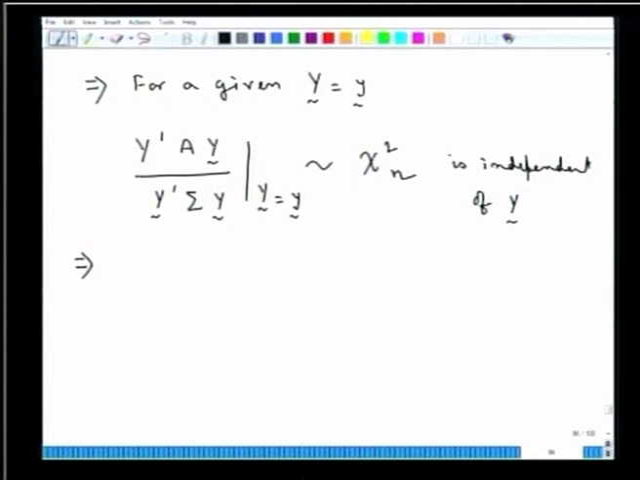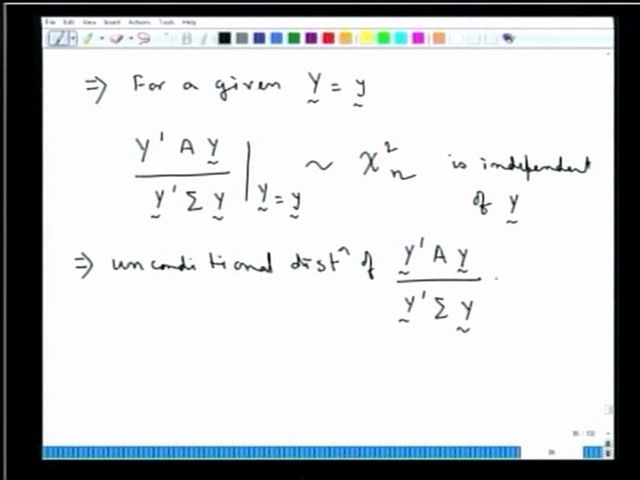So this would imply that the unconditional distribution of this y transpose AY divided by y transpose sigma y also is going to have the same conditional distribution. This is the conditional distribution of y transpose AY by y transpose sigma y given Y equal to small y. That has got a chi-square distribution, and that does not depend on the particular fixing vector y, and hence the unconditional distribution of y transpose AY by y transpose sigma y is also a chi-square random variate.